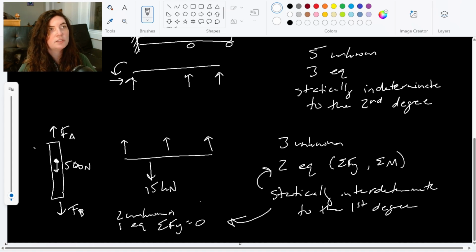For both of these, we're going to have to find another equation so that we can bring everything together and solve it. So this is kind of the introduction to what the idea of statically indeterminate is. If you didn't talk about it too much in statics, this is what it is. And in the next couple of videos, we're going to be talking about a couple of different methods you can use to solve these problems.